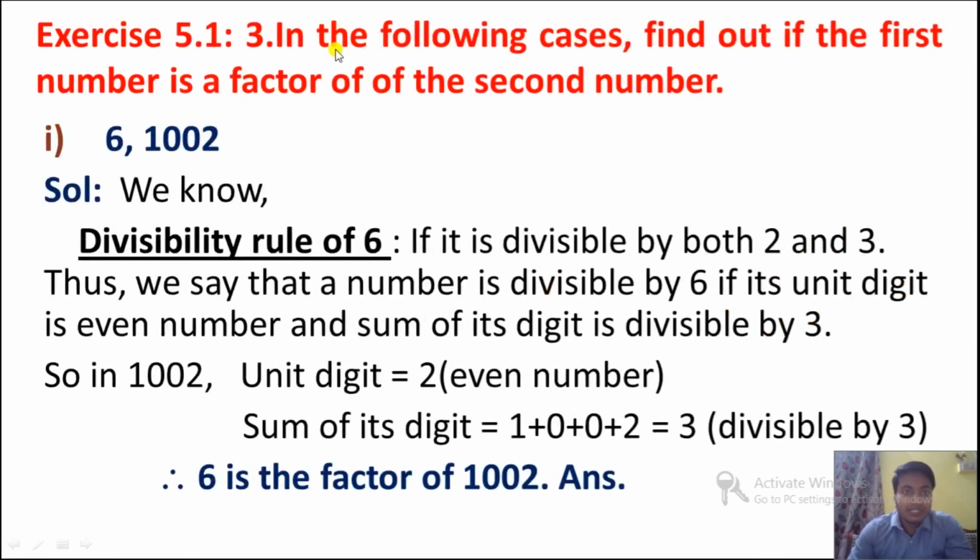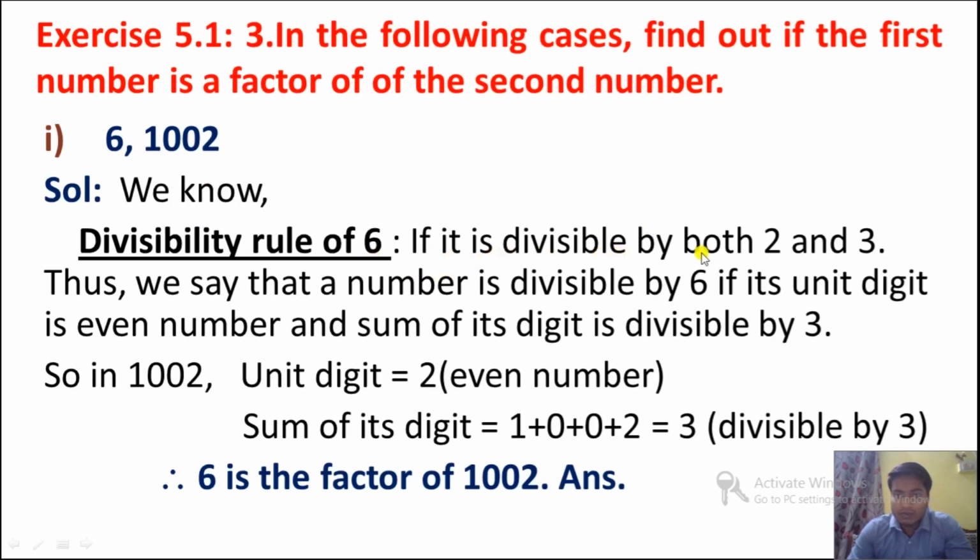Now question number 3: in the following cases, find out if the first number is a factor of the second number. That means we have to check whether we can divide the second number by the first number or not, using the divisibility rule. The first number we have here is 6 and the second number is 1002. So we have to check whether we can divide this number by 6 or not using the divisibility rule of 6. Now what is the divisibility rule of 6?